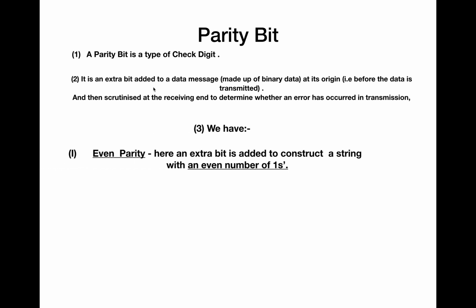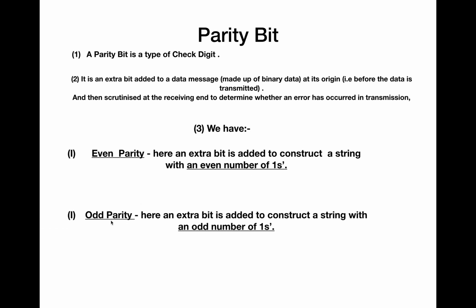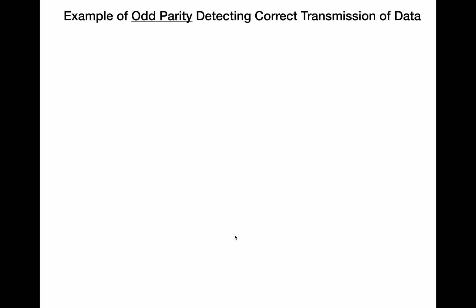We have even parity, where an extra bit is added to construct a string with an even number of ones, and this is covered in another video. In this video we cover odd parity, which is an extra bit added to construct a string with an odd number of ones. So, an example of odd parity detecting correct transmission of data.